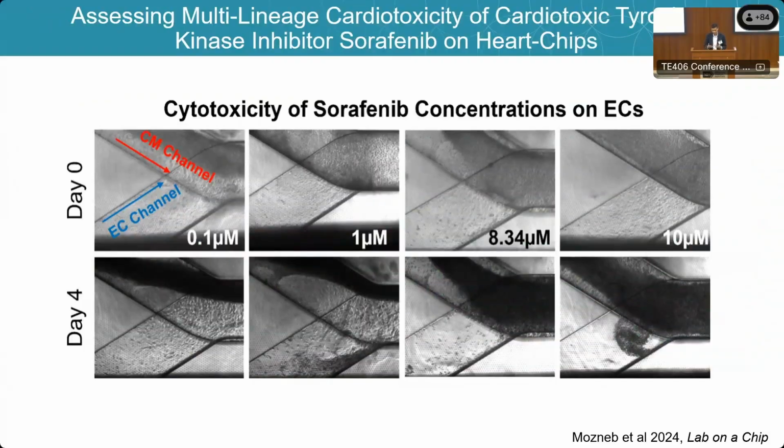And then we applied this heart-on-chip system to studying drug cardiotoxicity. So this is an example of a drug called sorafenib, which is a known cardiotoxic agent, a tyrosine kinase inhibitor being used for treatments for various types of cancer. And we're able to show multi-lineage toxicity on both endothelial cells and cardiomyocytes growing within the confines of this heart-on-chip system. So that's one application of this heart-on-chip system.